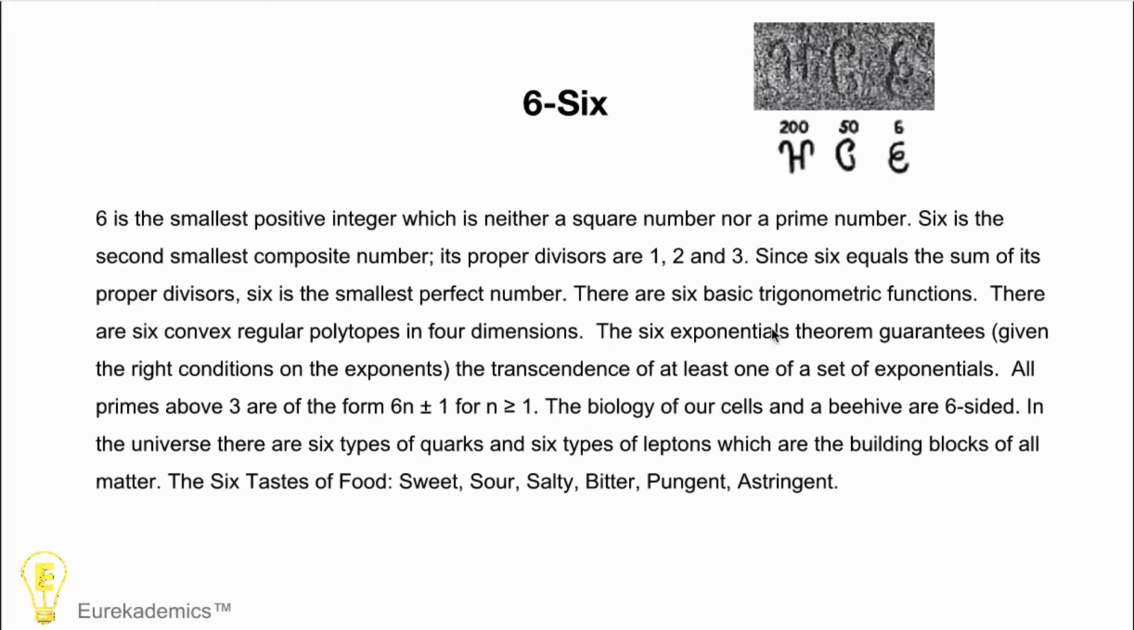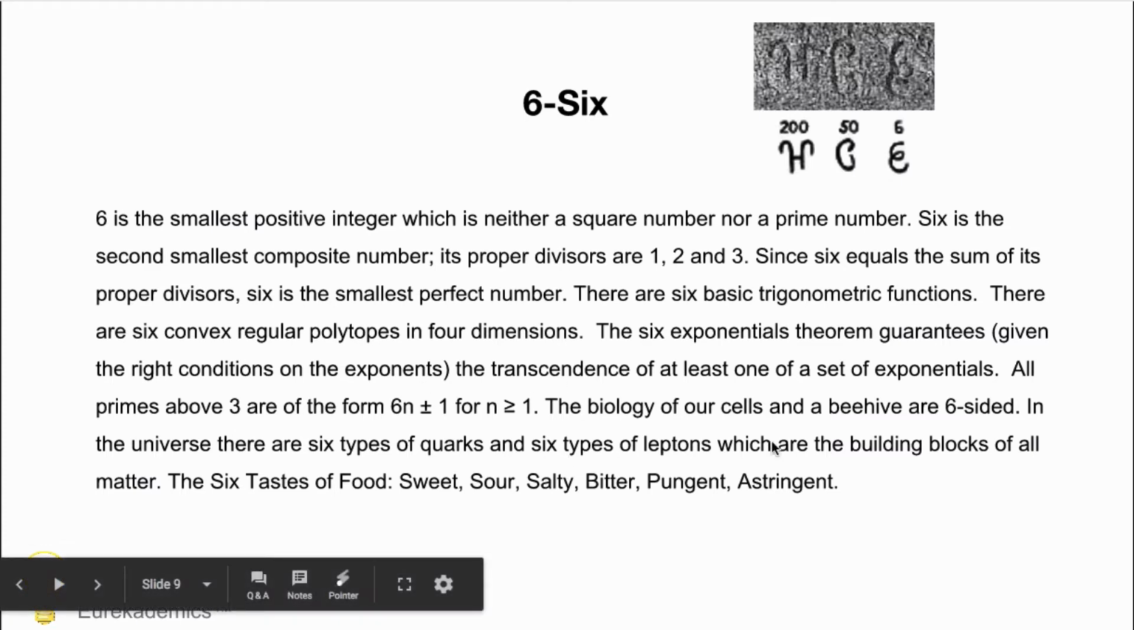There are 6 basic trigonometric functions, which we'll get to in 10th grade. There are 6 convex regular polytopes in 4 dimensions. The 6 exponentials theorem guarantees, given the right conditions on the exponents, the transcendence of at least one of the set of exponentials. All primes above 3 are in the form of 6n plus or minus 1.